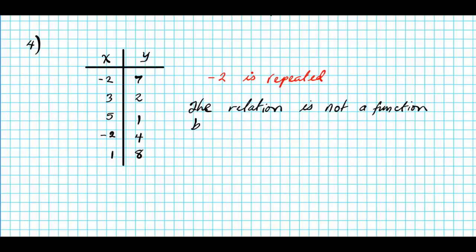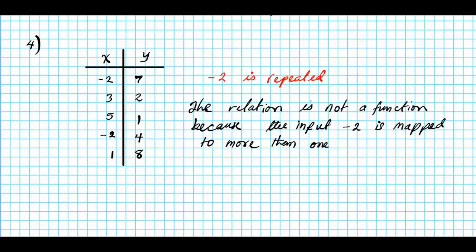Why? Because the input, -2, is mapped to more than one output. Okay, more than one output. That's a violation of the definition of what a function is.